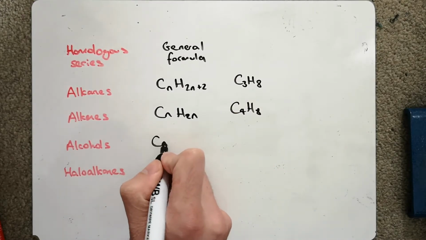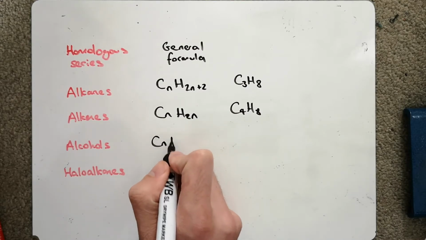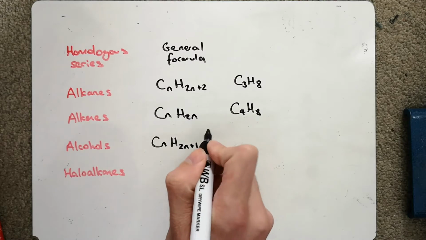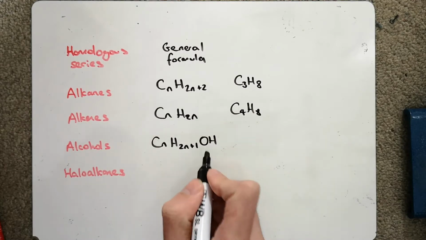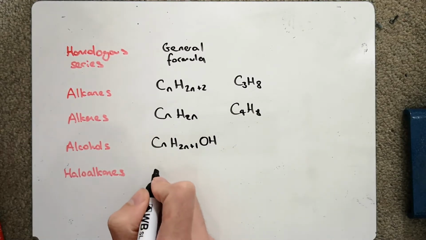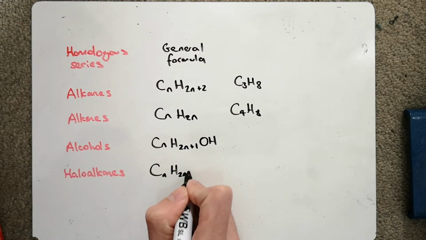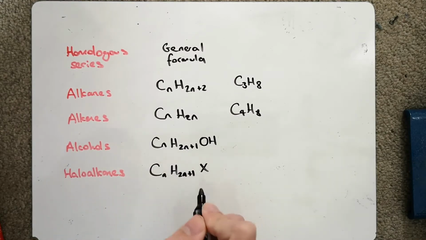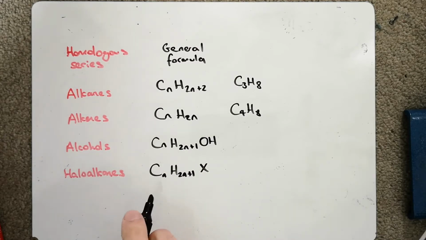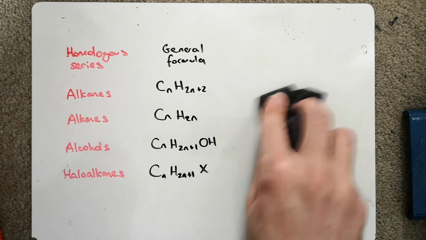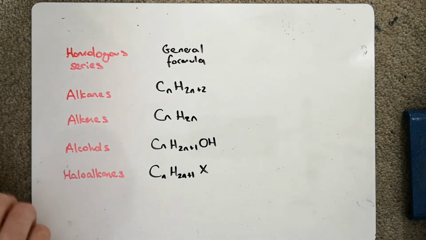Alcohols are CnH2n+1 and then an OH, and that's what makes it an alcohol. And then haloalkanes are CnH2n+1X, where X is our halogen. So chlorine, bromine, iodine, any one of those.